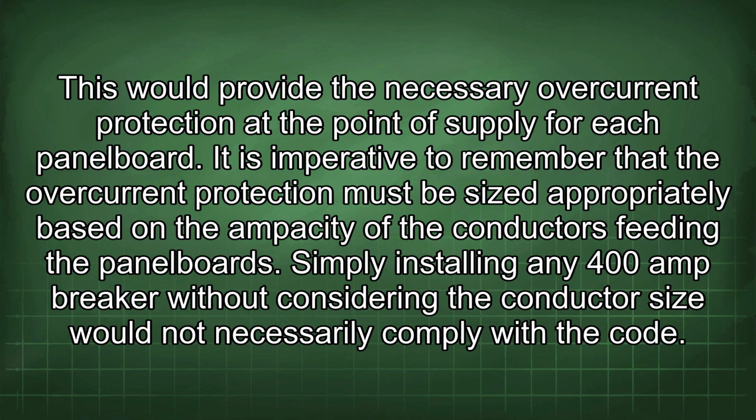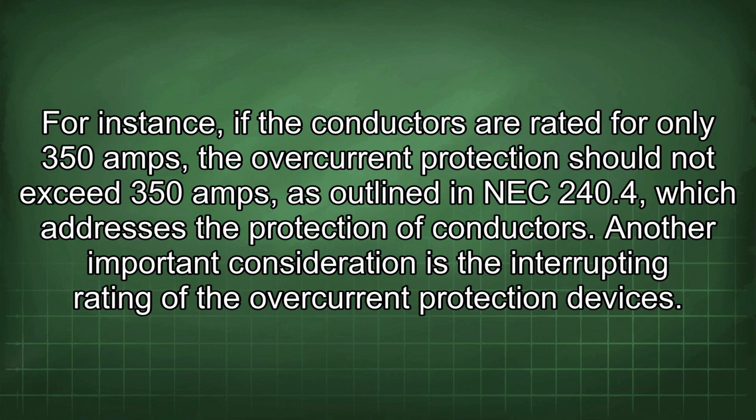It is imperative to remember that the overcurrent protection must be sized appropriately based on the ampacity of the conductors feeding the panelboards. Simply installing any 400 amp breaker without considering the conductor size would not necessarily comply with the code. For instance, if the conductors are rated for only 350 amps, the overcurrent protection should not exceed 350 amps, as outlined in NEC 240.4, which addresses the protection of conductors.